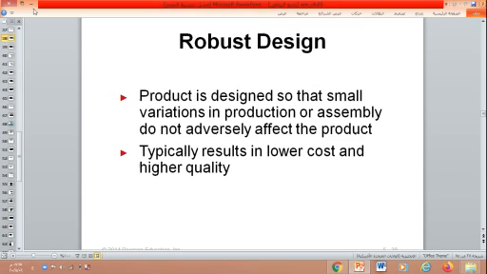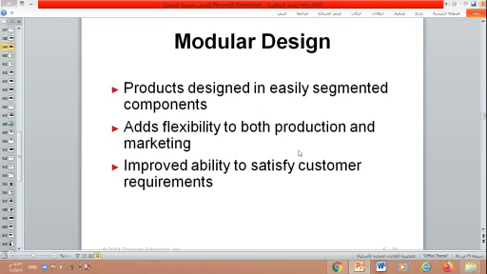So the product is designed so that small variations in production or assembly do not adversely affect the product. Those variations of course result in reducing the costs and improving the quality of the product. The second issue of product design, the modular design. Okay. So what do you mean by modular design?